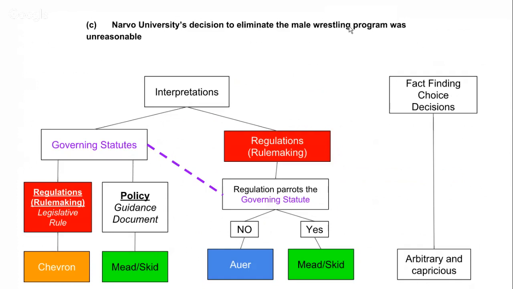You would say, for instance, in interpretation of the governing statute, generally you can use either Chevron analysis or Mead Skidmore. Then you explain the difference and why you're using Chevron instead of Mead Skidmore. Here, Chevron analysis is appropriate because they're interpreting the governing statute through a legislative rule, which carries the force of law. Whereas if they were interpreting the governing statute through a policy or guidance document, then you would apply Mead Skidmore. Okay. Thank you. No problem.